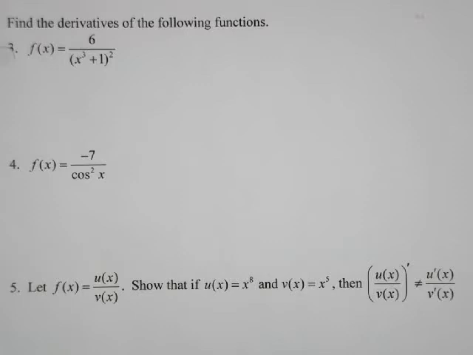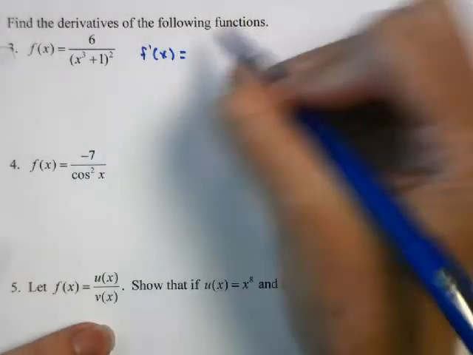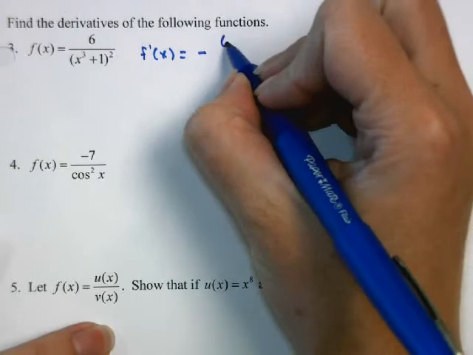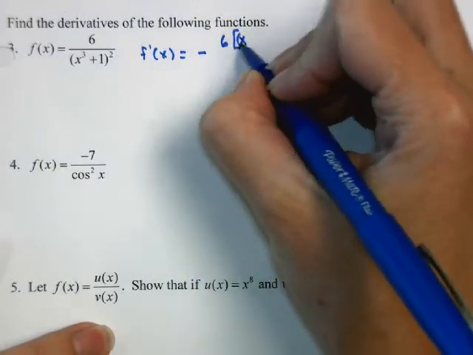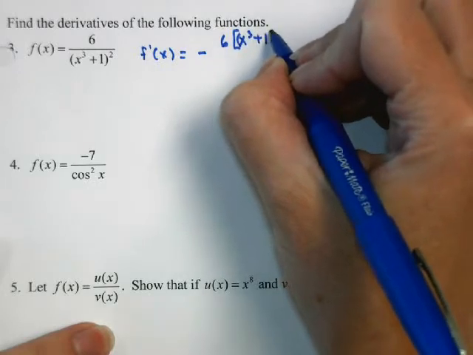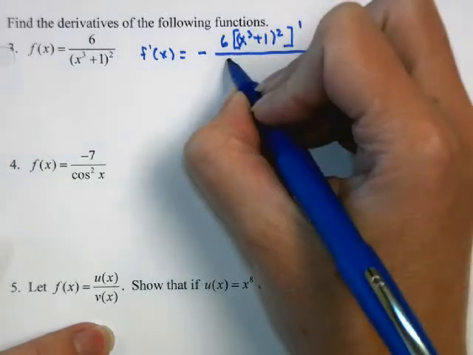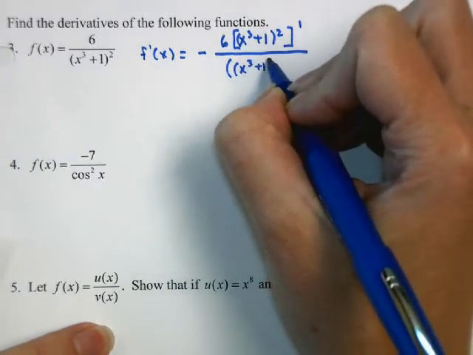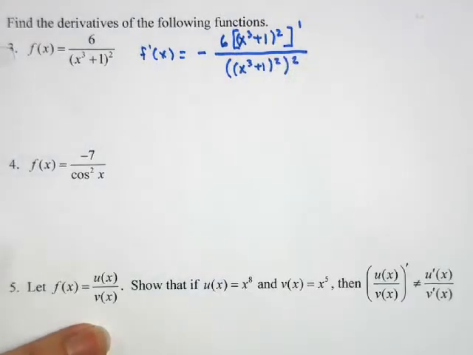Okay, so we're going to use the reciprocal rule to find these derivatives. So here, f prime of x is going to equal negative 6 times the derivative of x cubed plus 1 squared over x cubed plus 1 squared squared.